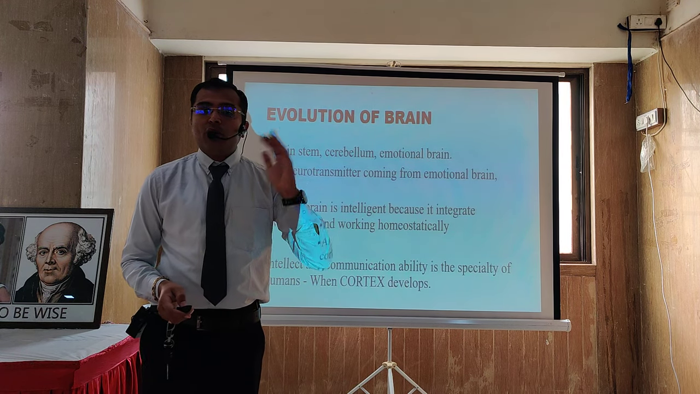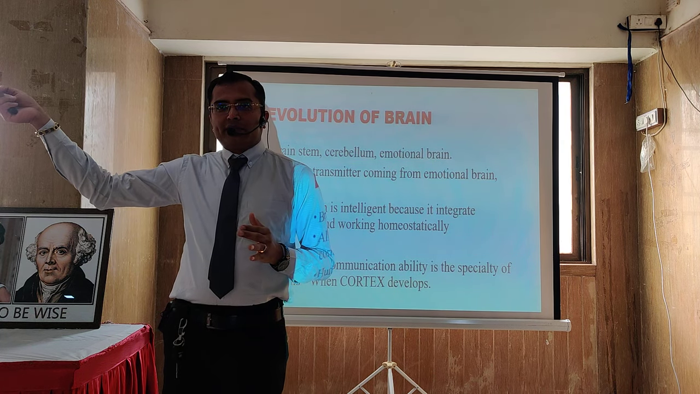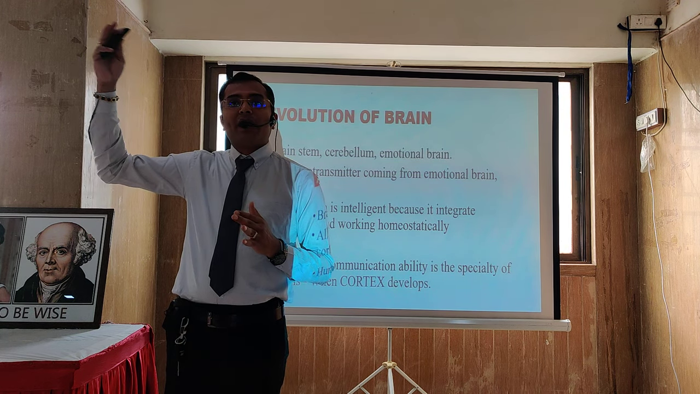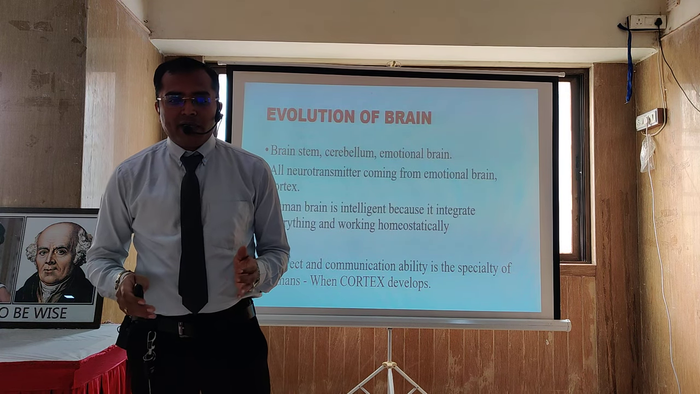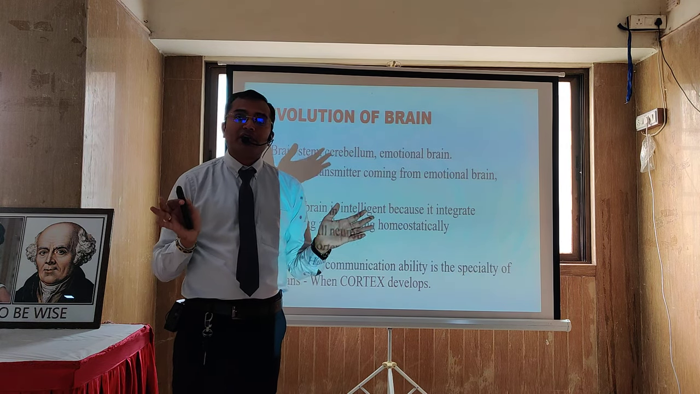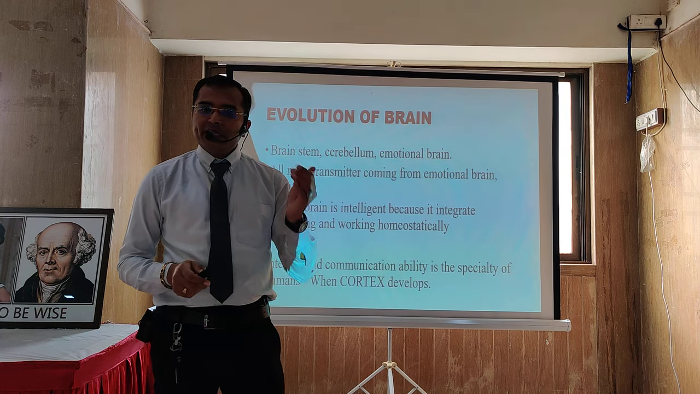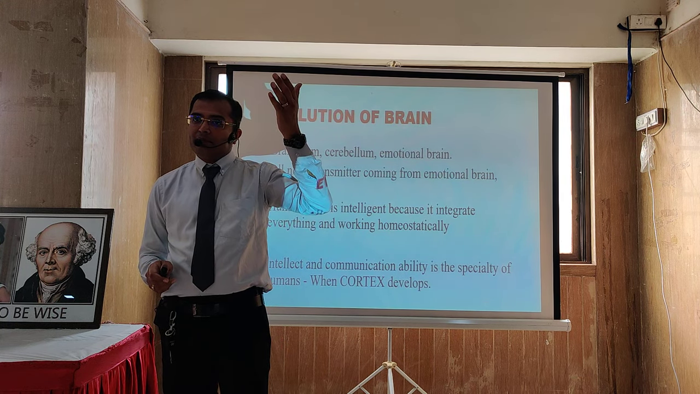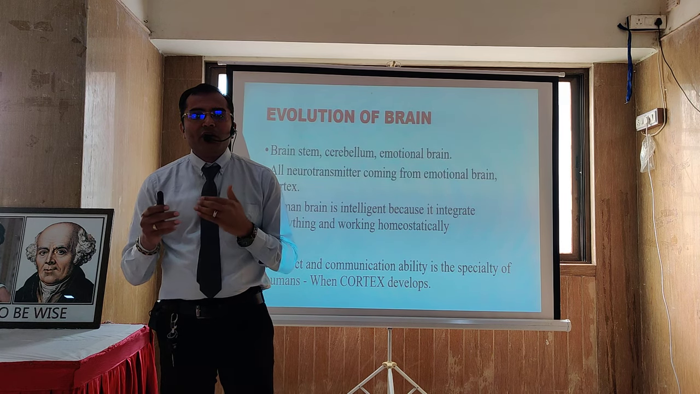And then all the neurotransmitters coming from the emotional brain are recorded into the cortex. So emotion has been recorded into the cortex. So the cortex developed last. And then it is called the human behavior pattern. So the human brain is intelligent because it integrates everything and works homeostatically. We know that our brain is a very complex mechanism. So intellect and communication ability is the specialty of the human when the cortex develops. Are you getting me? All animals are there, but they don't have communication.